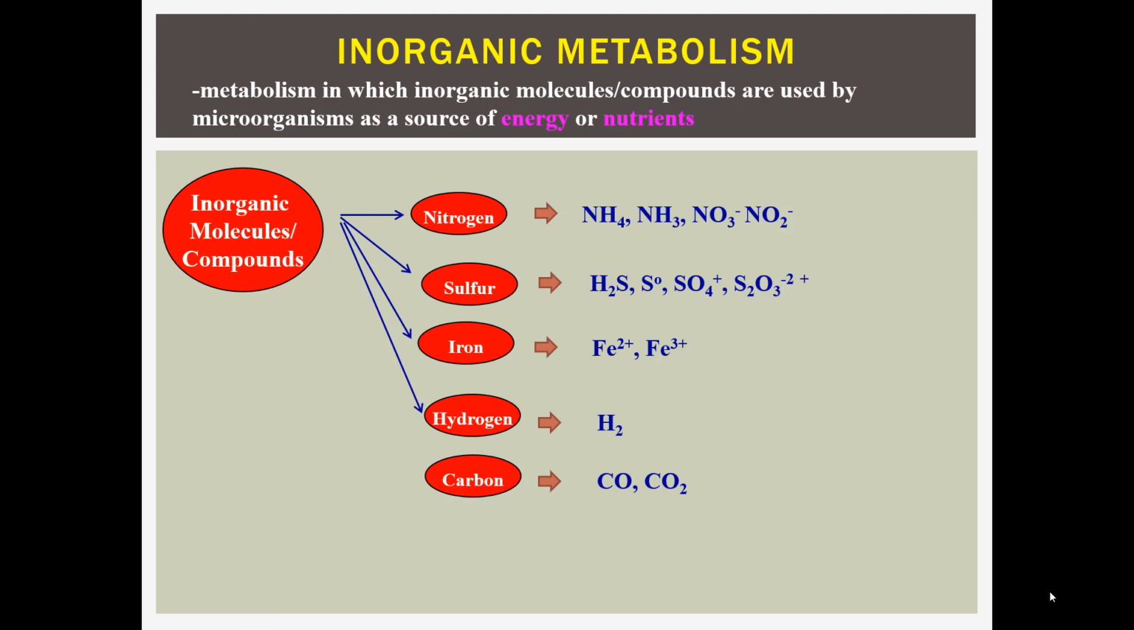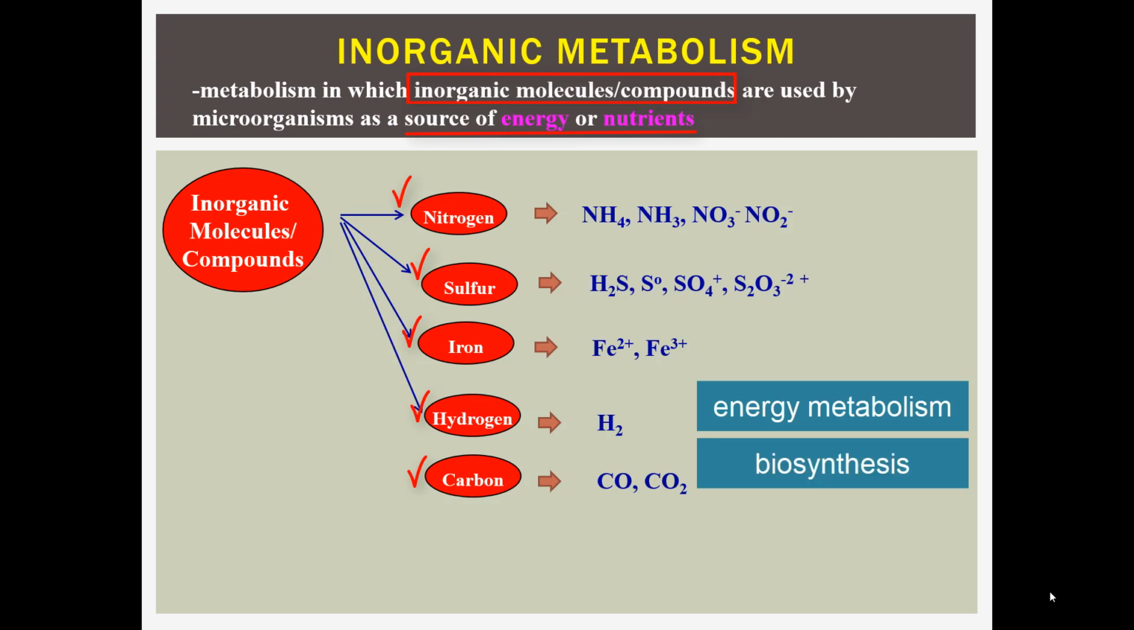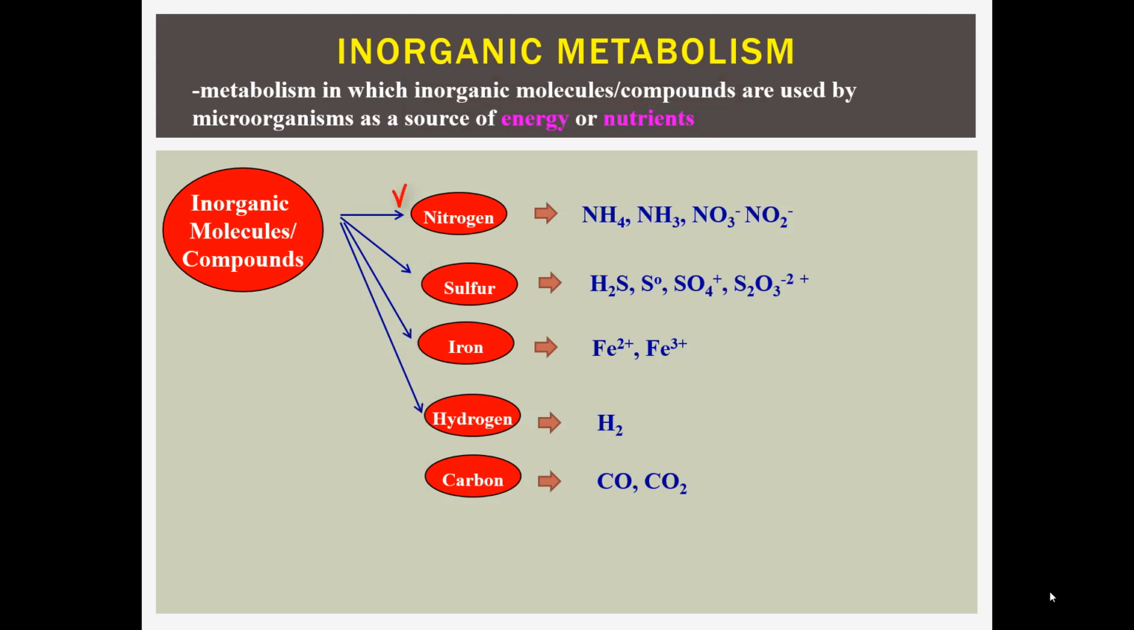Inorganic metabolism is a type of metabolism in which inorganic molecules are used by microorganisms as a source of energy and nutrients. These inorganic molecules or compounds are derivatives of nitrogen, sulfur, iron, hydrogen, and carbon and are used in energy metabolism and biosynthesis. Examples of nitrogen inorganic molecules include ammonium, ammonia, nitrate, and nitrite.